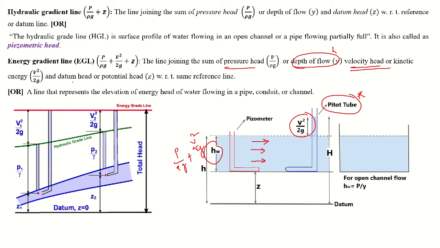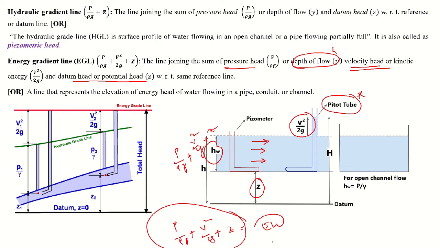That is your potential head, that is your H plus H. Now the sum of all this equation, pressure by density and gravity, V square by 2g, that is your kinetic energy, and your potential head. That represents your total energy, or the energy gradient line. So this sum of all these heads represents your energy gradient line. It is the line that represents the elevation energy head of the water flowing in the pipe, conduit or channel.